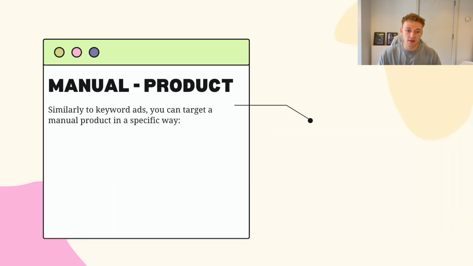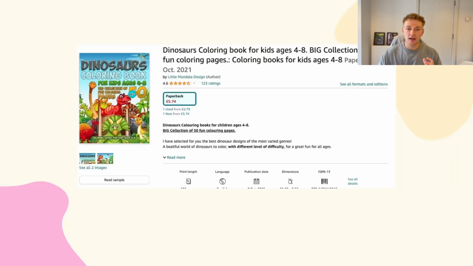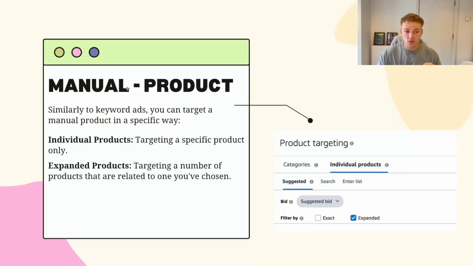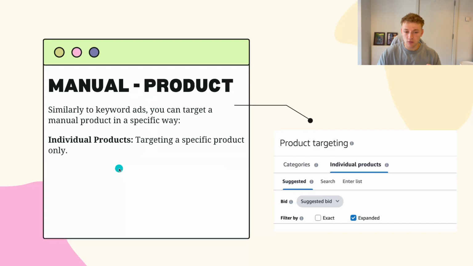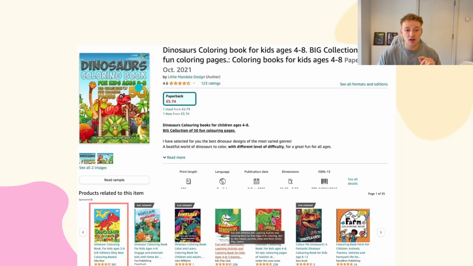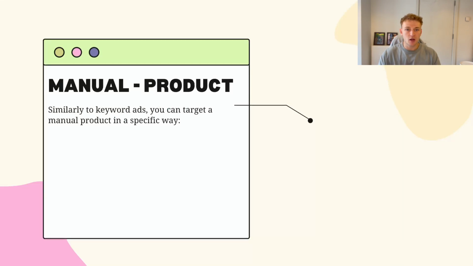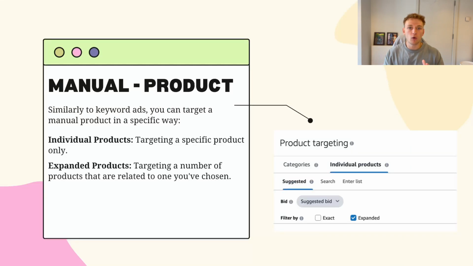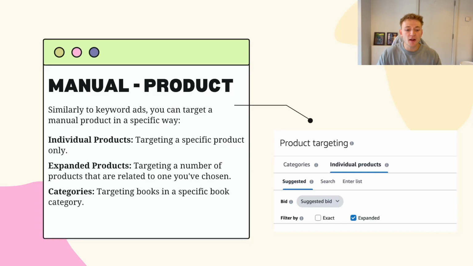So you could basically target this book here as an individual product. So basically tell Amazon, only advertise my book specifically against this one. Or you can choose to go for the expanded products option, which basically says to Amazon, yes, target this book, but also show it up against other books that kind of relate to this one too. So maybe it might show up against this one and this one as well as this initial one you're actually choosing to target against. So it's just a broader way of targeting different products that are also similar to yours. And then finally, you have categories.